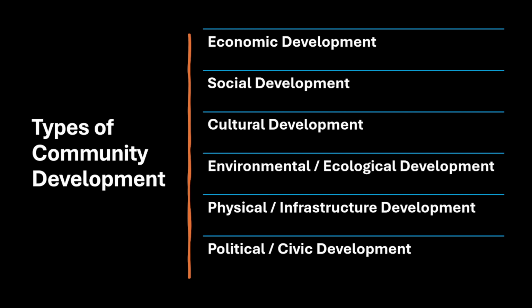Then we also have some blended approaches, and often community development projects span multiple areas. For instance, a renewable energy cooperative may tick economic, environmental, and infrastructure boxes all at once by generating income for the community using clean energy and building local facilities. The best development work doesn't stay in silos. It addresses the real, interconnected lives of the people involved.